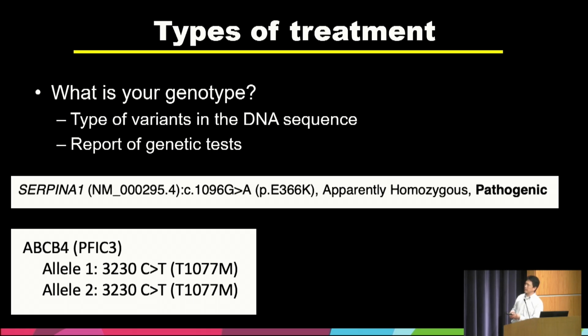They said homozygous means one from the mom, one from the dad, both have this mutation. And they comment that this is pathogenic, meaning disease causing. There is another example for ABCB4, and this is also the missense mutation version of it, and you get a report like this. It's the exact same kind of report. This means you have a homozygous mutation.